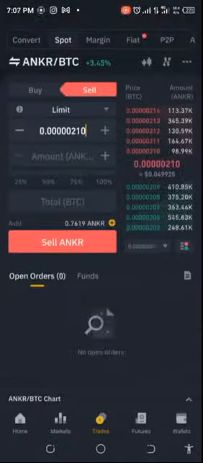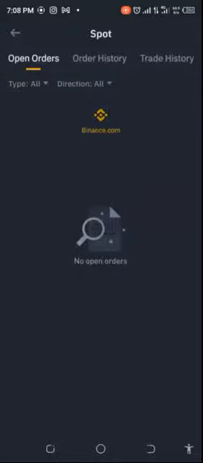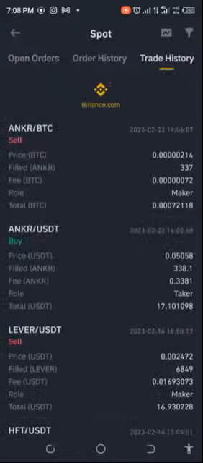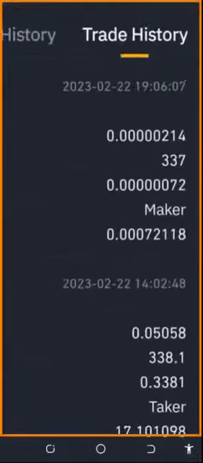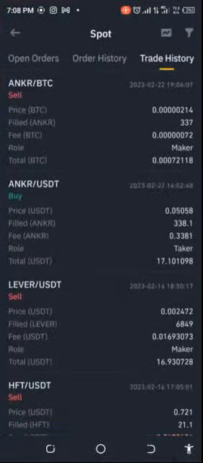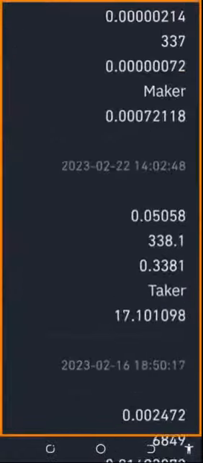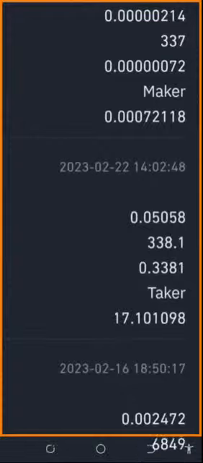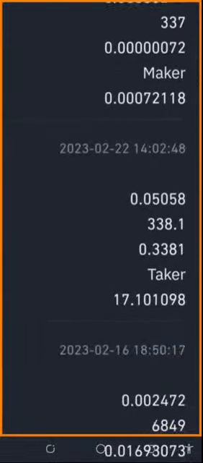Okay, I'm back. So now it's already sold to BTC. Let's do this quickly before BTC goes down. Let's just check the trade history. All right, so it's already sold and we got 0.0007218. And how many hours did that take? Let's see, 14:02 and then 19, so about 5 hours.